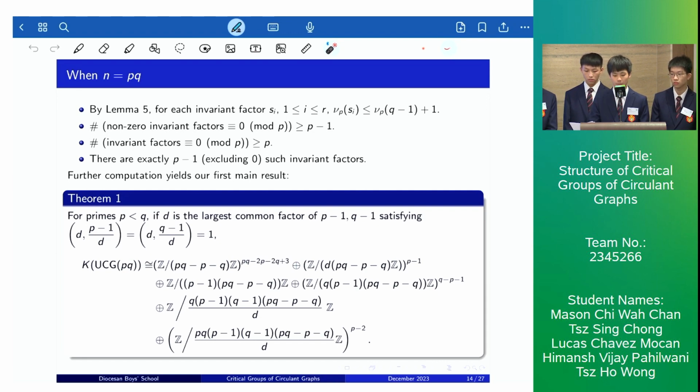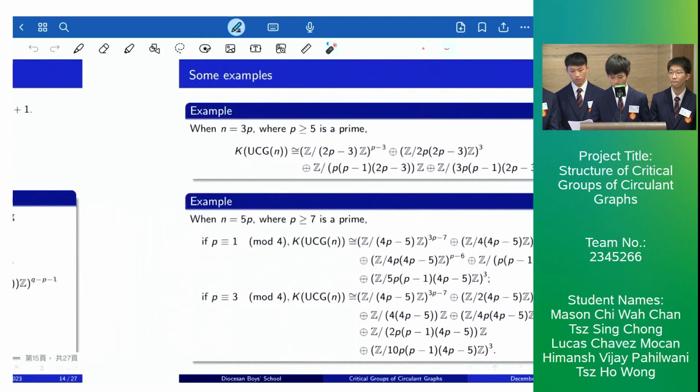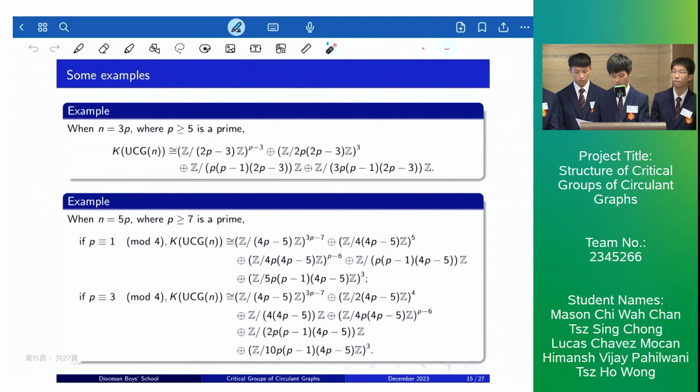Hence, with further computation to rearrange the elementary factors, we can completely solve the critical groups of unitary circulant graphs when n equals pq, which is isomorphic to the components as shown. Here are two examples, the explicit structure when n equals 3p and when n equals 5p.